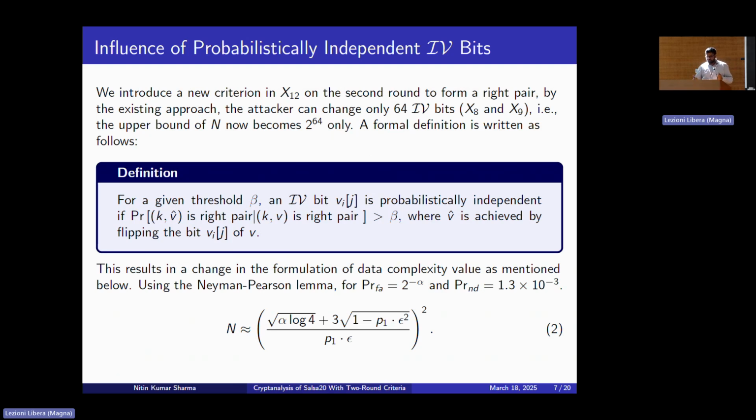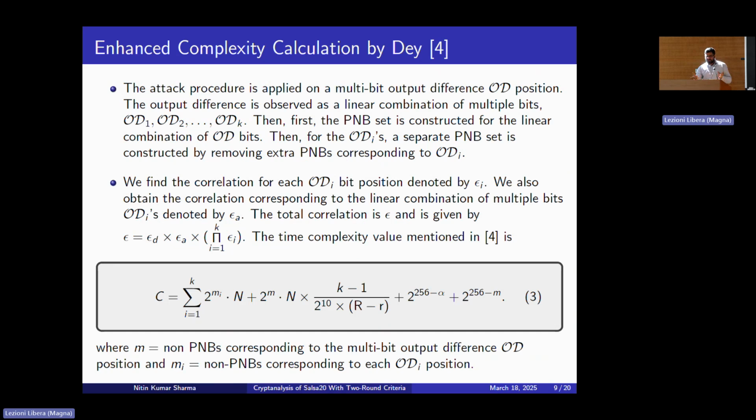We have included the PNB IV idea in the data complexity value. Now we have modified the n value. In one of the work by Day, he has modified the complexity calculation formula. As we are aware of the PNB idea, probabilistic neutral IV bits, we divide the key bit into two parts, influential key bits and non-influential key bits. We work on those key bits and we try to increase the size of PNB bits. So we have to work less. For the key recovery, if we have less influential bits, it will be good for a cryptanalyst.